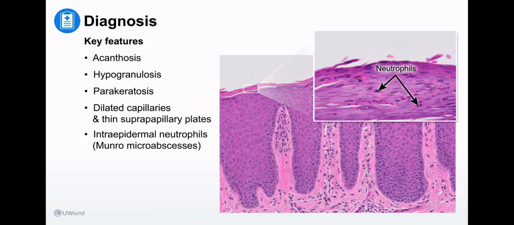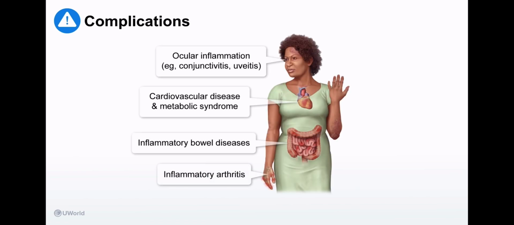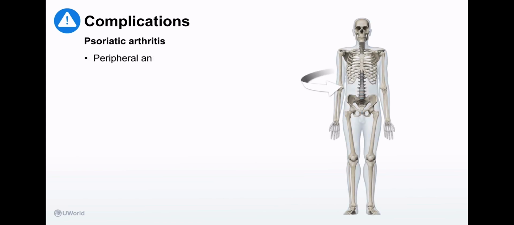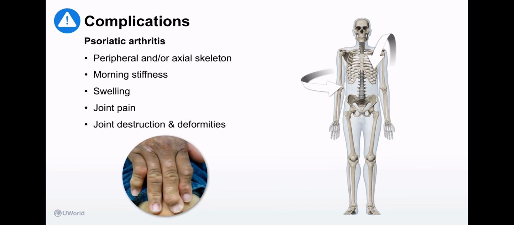In addition to the skin and nail abnormalities, patients with psoriasis can develop several other clinical manifestations. This reminds us that psoriasis is a multi-system inflammatory disorder that can affect multiple organs, not just the skin. One of the major associated disorders is psoriatic arthritis, which affects up to a third of patients. Psoriatic arthritis can involve the peripheral and/or axial skeleton, resulting in morning stiffness, swelling, and joint pain. In severe cases, it can cause joint destruction and deformities.